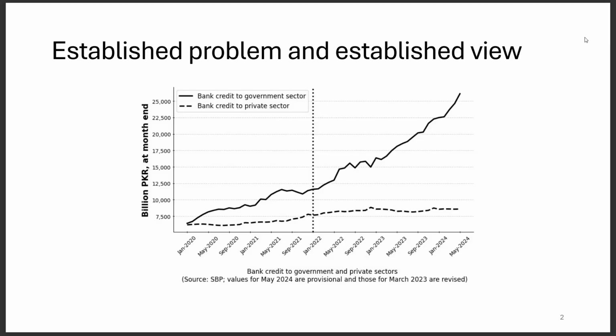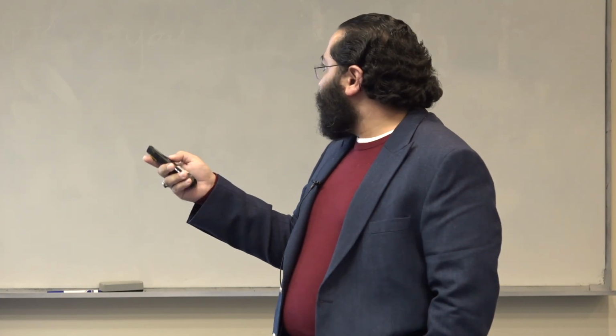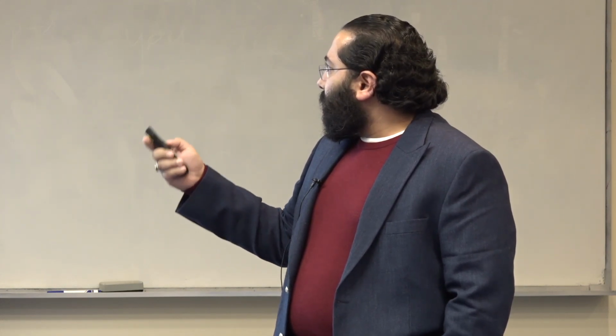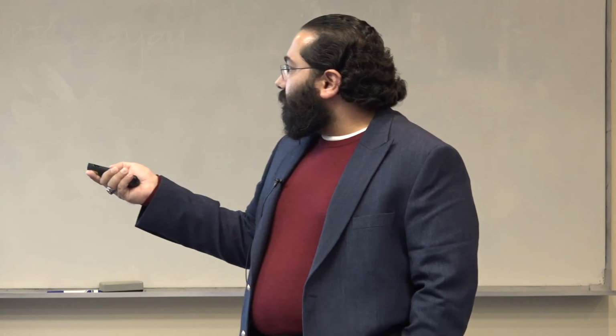The established view is expressed all over the place, and its stake is essentially captured in this stagnant credit to the private sector. Now, why is private sector credit stagnant? The answer, the established view, and so this is the established problem, is: well, of course, because all of the credit is increasingly going to the government sector. This is repeated and accepted as fact. The explanations, to whatever extent they are provided, I do not think are satisfactory. But in any case, these are the established view and the established problem.